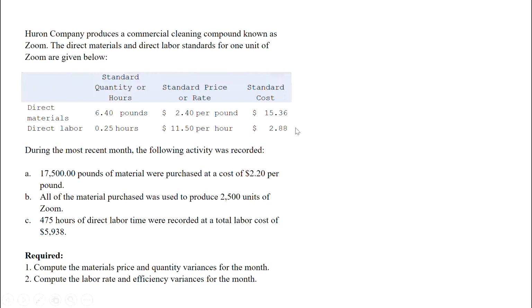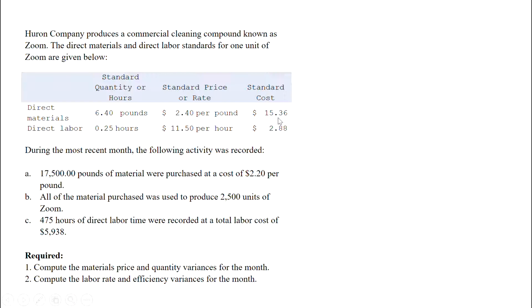And what we have here in this table is the standard information, or what I thought I was going to pay or use for material and labor. We anticipated for every Zoom, and that's the unit that we're going to produce, that every single Zoom was going to require 6.4 pounds of material, and the cost per pound that we thought we were going to pay for this material is $2.40.